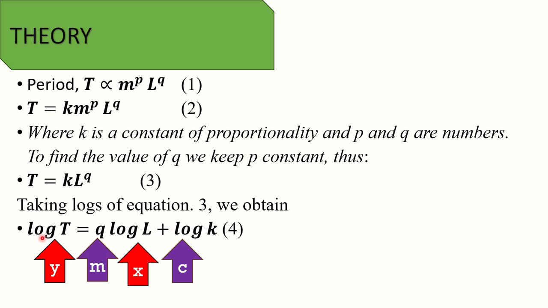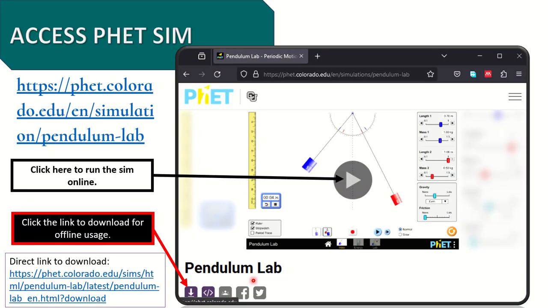And so comparing this equation 4 with the equation of a linear graph, we can say if we plot log T on the y-axis and log L on the x-axis, then our slope will be Q and our log K will be the intercept on the y-axis.